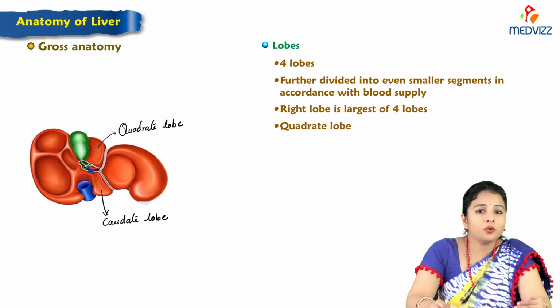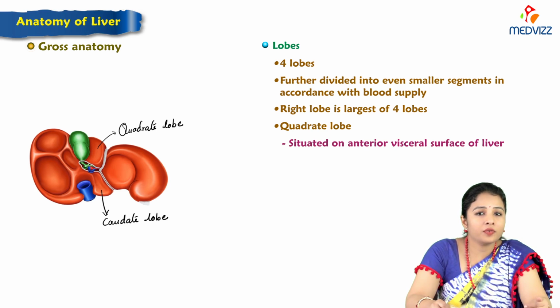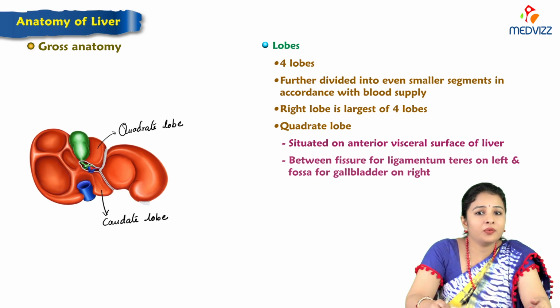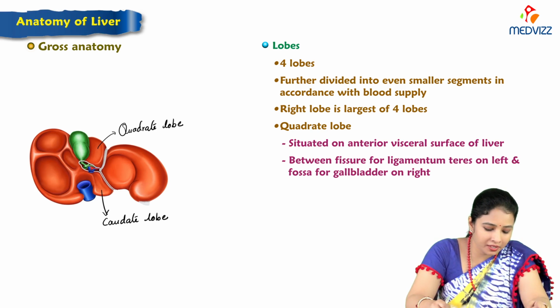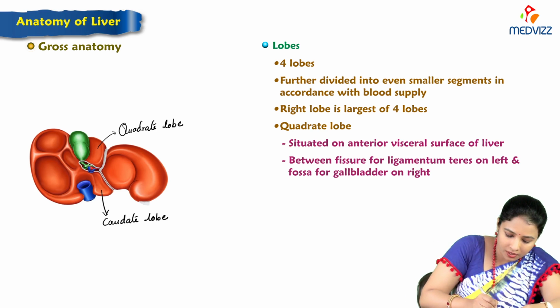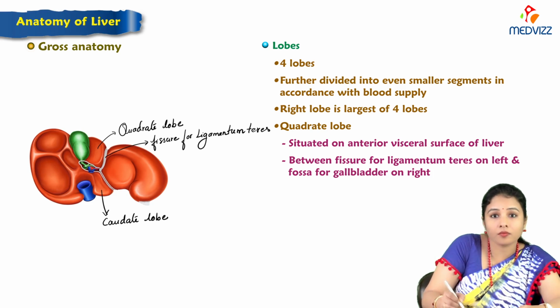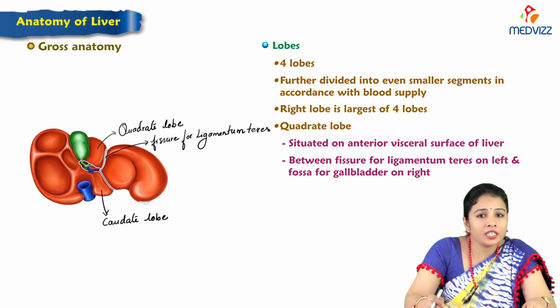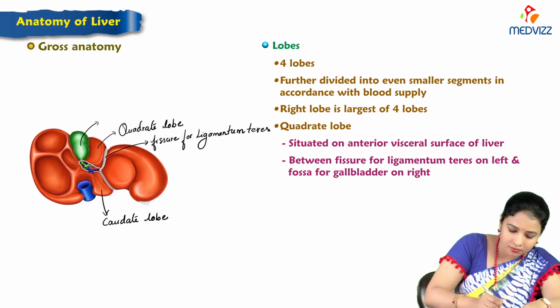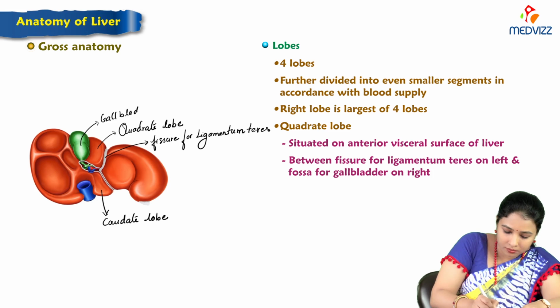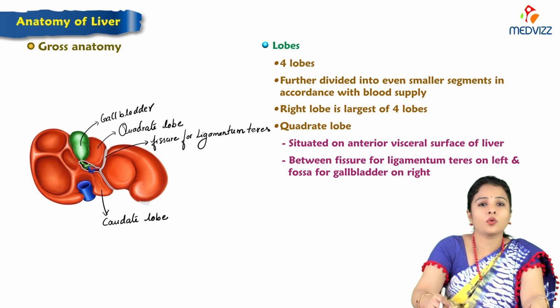So the quadrate lobe is situated on anterior visceral surface of liver between the fissure for ligamentum teres. So here is the fissure for ligamentum teres. So the fissure for ligamentum teres is on the left and fossa for the gallbladder is on the right. So here is the quadrate lobe.